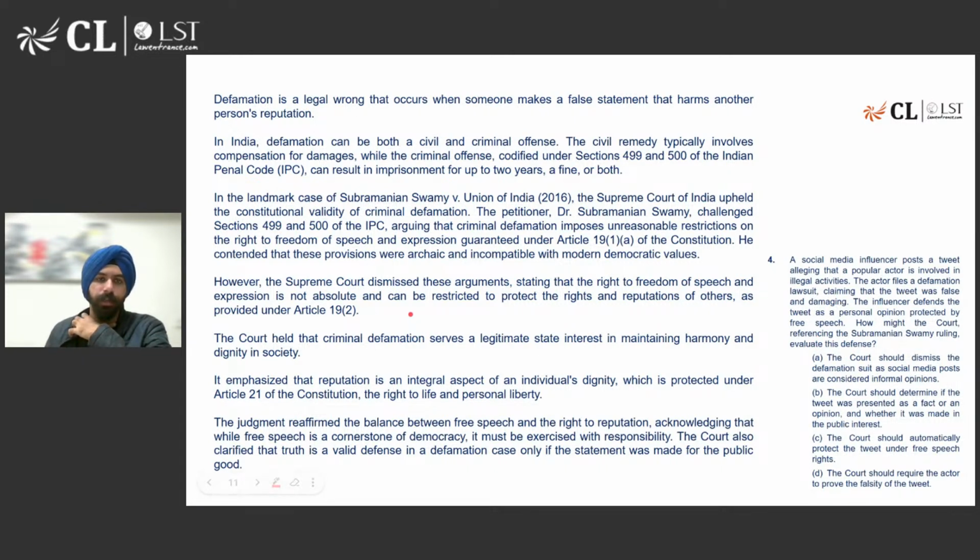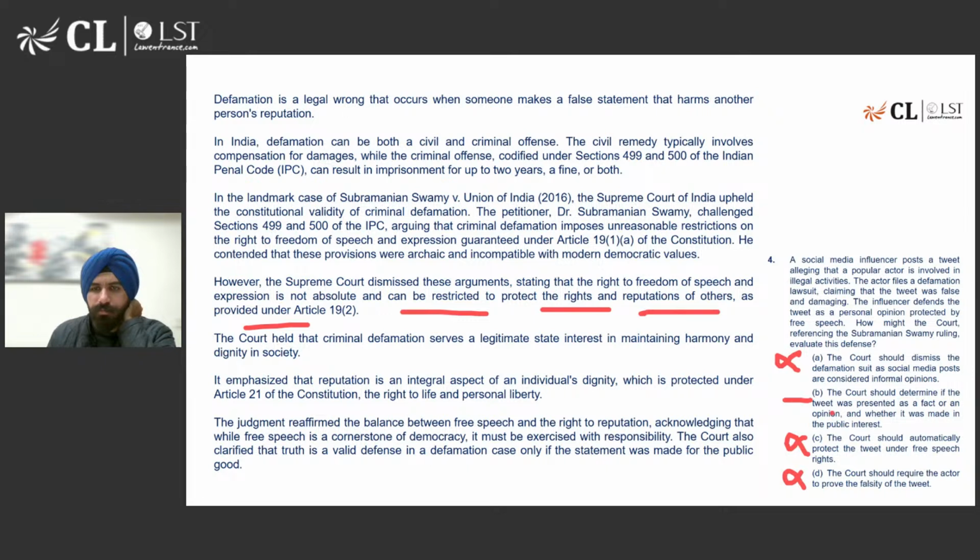Okay. So it can be restricted to protect the rights and reputation of others, the right to free speech. The court should dismiss the defamation suit as social media posts are considered informal opinions. No. Should determine if the tweet was presented as a fact or opinion, whether it was made in public interest. Okay. Should automatically protect the tweet under free speech? No, automatic protection नहीं होता. Should require actor to prove the falsity of the tweet? No, not really. B is also not a very good option, to be very honest.